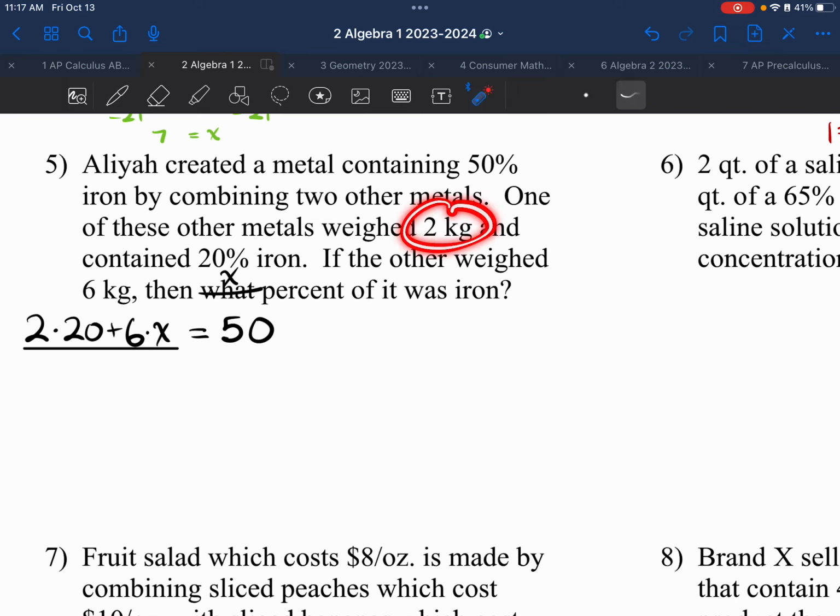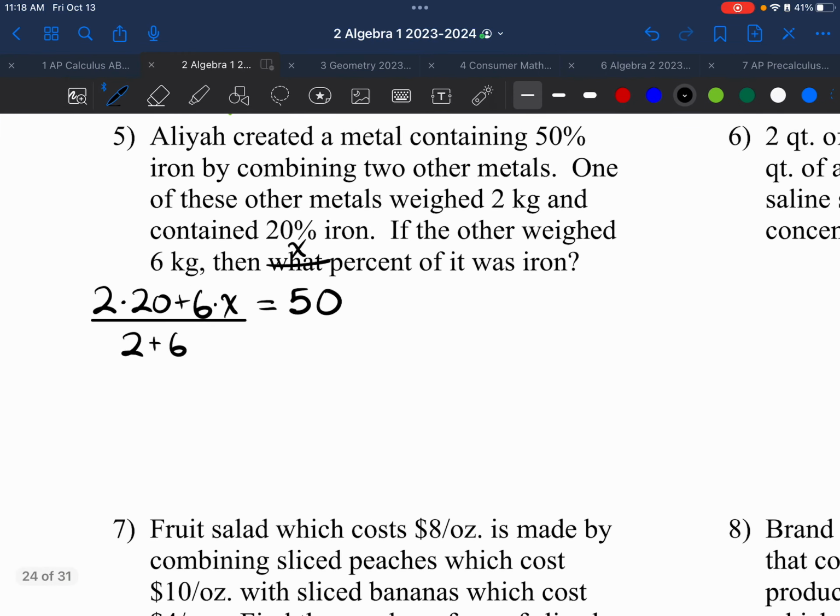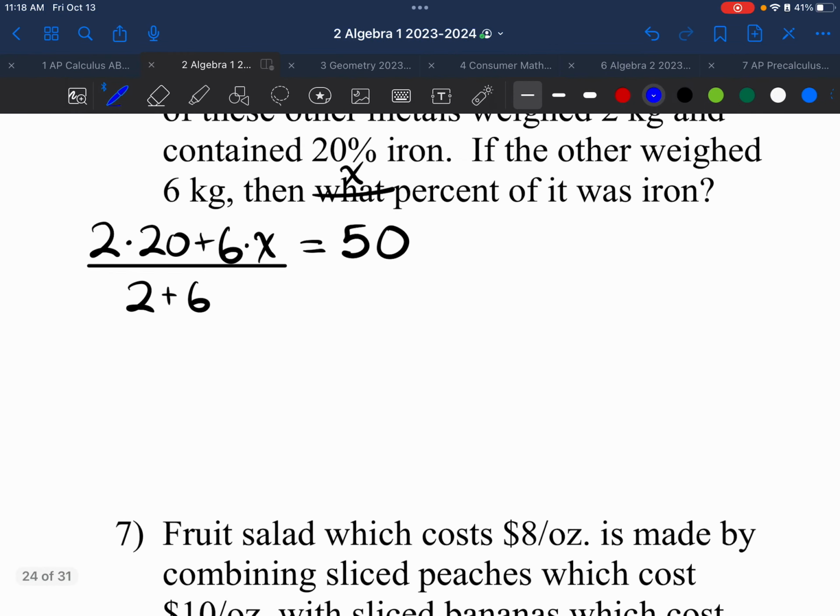So we have 2 kilograms and 6 kilograms. Those are going to be moved down here. So I'm going to say that I have 2 kilograms plus 6 kilograms, and then I just need to solve. So I'm going to go ahead and simplify a little bit. I'm going to say that this is 40 plus 6x, all divided by 8, is equal to 50.